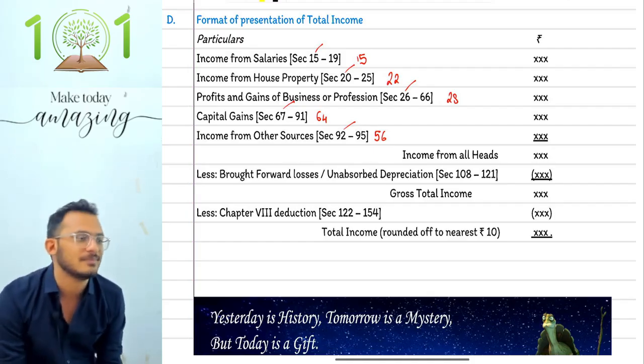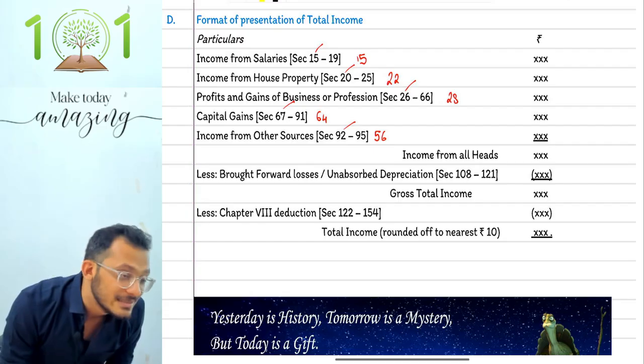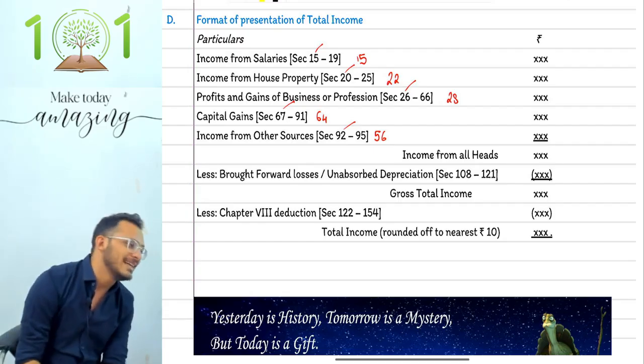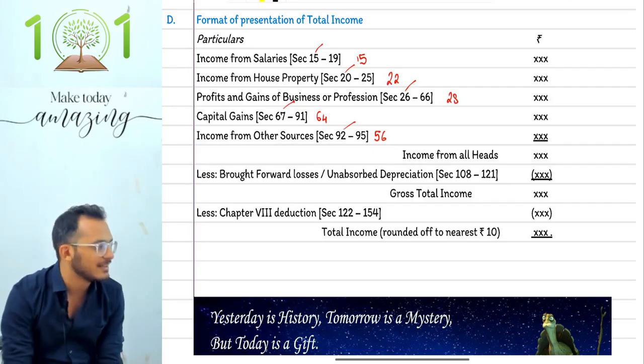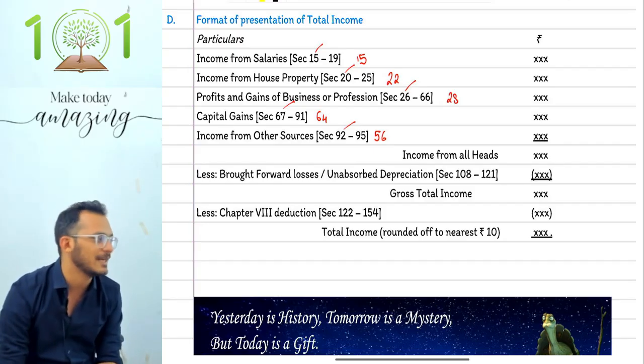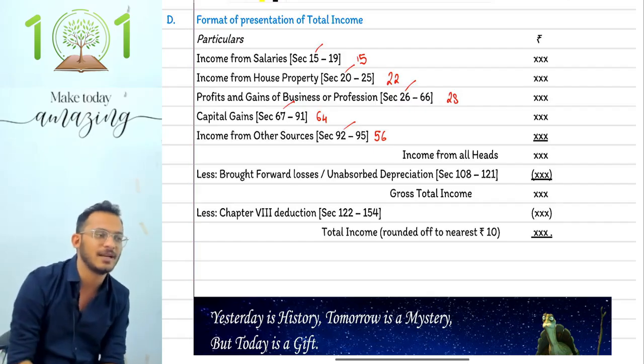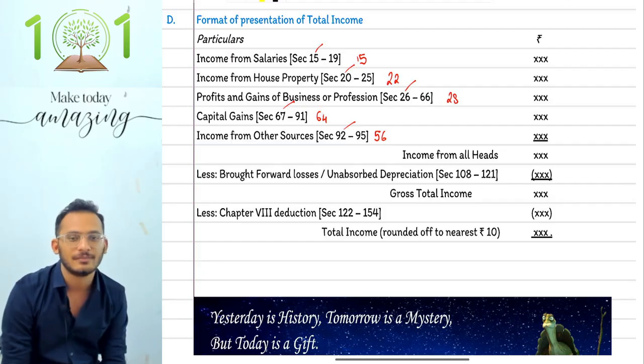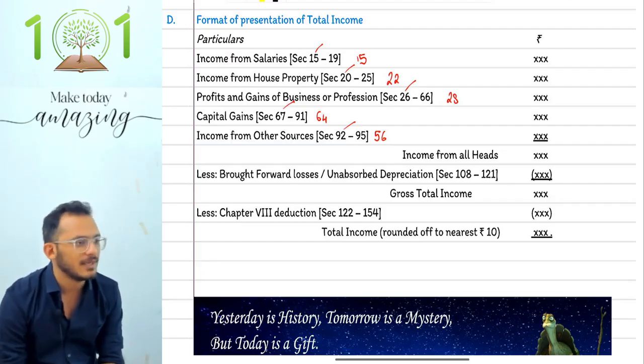Earlier you used to call it chapter 6A. Now we call it chapter 8 deductions, which starts from the 123 series. You give chapter 8 deductions, and you will end up with your total income.